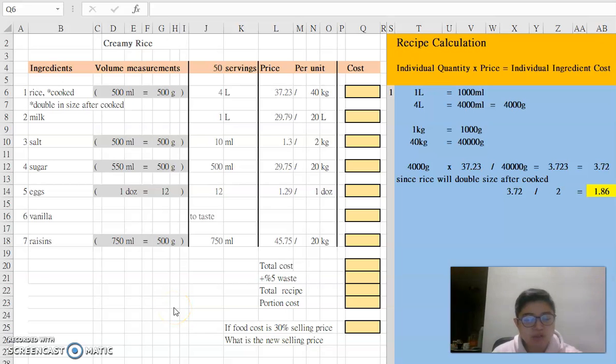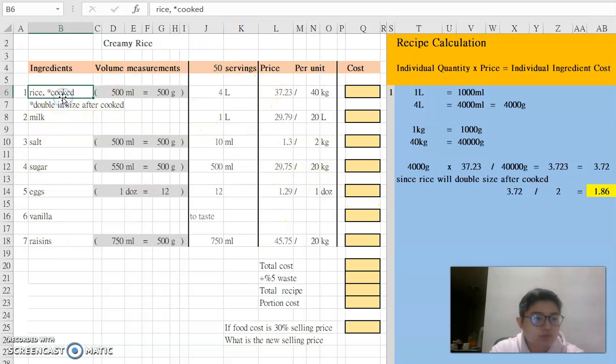Hi, hello everyone. Today I will talk about how to complete a recipe calculation. Today we will have a creamy rice recipe calculation. And here is the information we have.